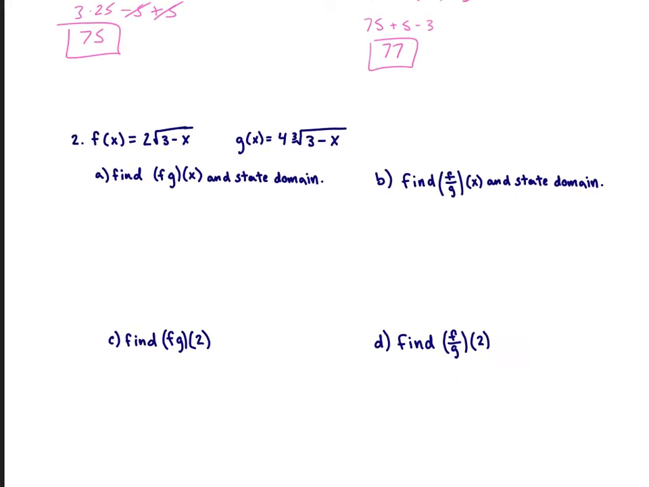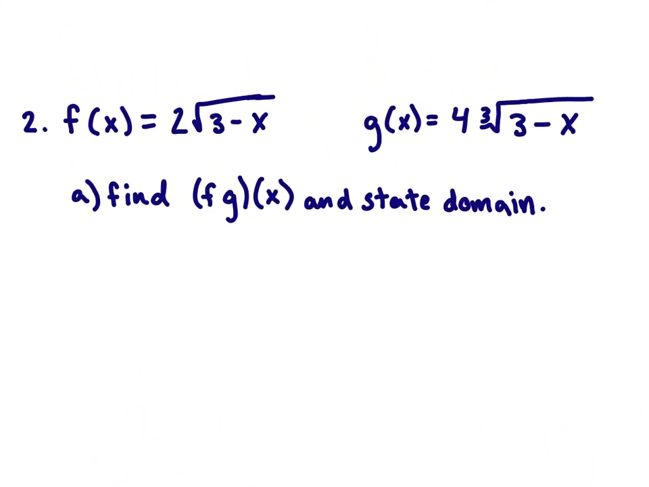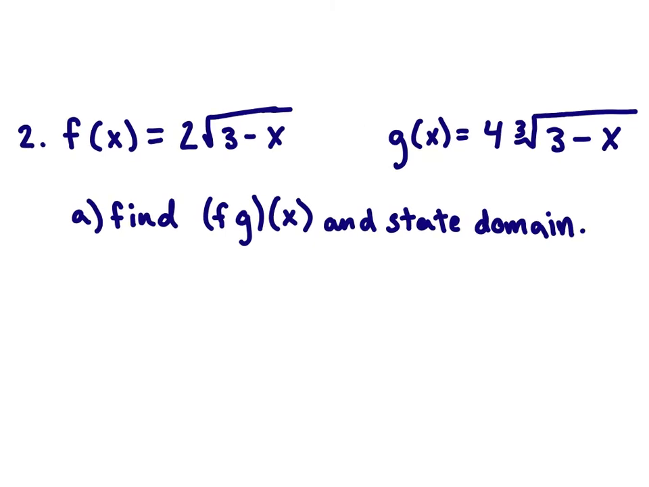Here we are multiplying and dividing. So let's start with our multiplying. We just multiply our two functions together. We have 2 times the square root of 3 minus x times 4 times the cubed root of 3 minus x.